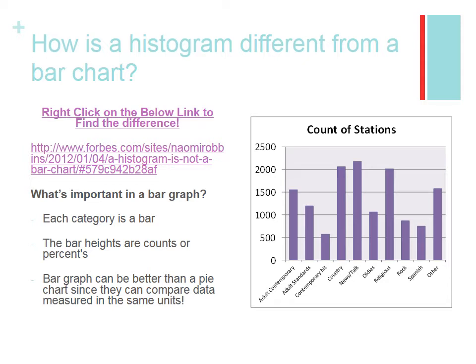The bar graph can often be better than a pie chart, since you can compare data measured in the same unit. So we're specifically looking at counts here, and we can measure two different types of data. If they were measured in the same unit, we could compare the bar charts. Whereas with a pie chart, we're just looking at a percentage of things.